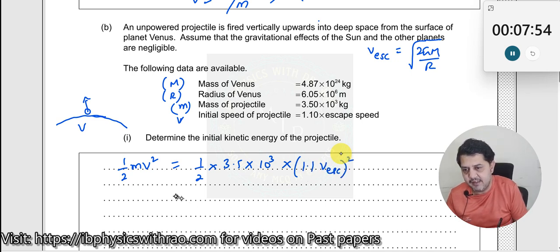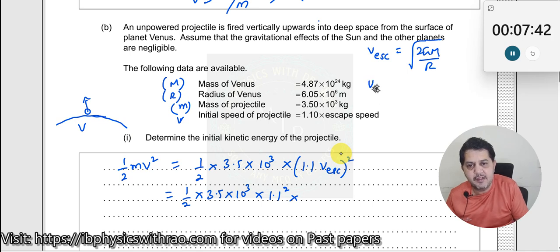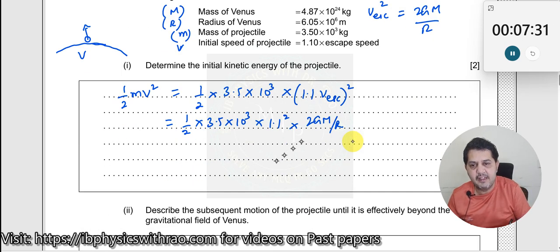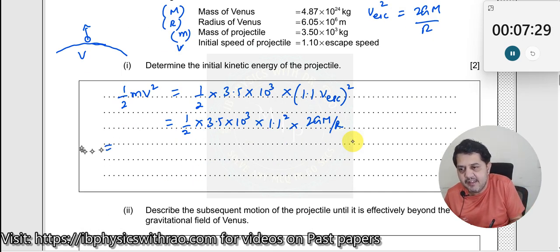Which once again I can write as half into 3.5 into 10 cubed into 1.1 squared multiplied by v escape squared. What is v escape squared? V escape squared is equal to 2GM divided by r. The root goes away, so I write this as 2GM by r. And then next I will substitute all the values over here, which I will write here because I need some space.